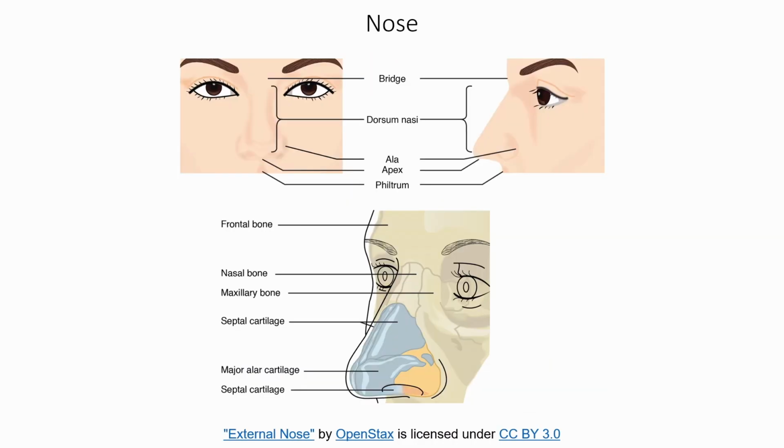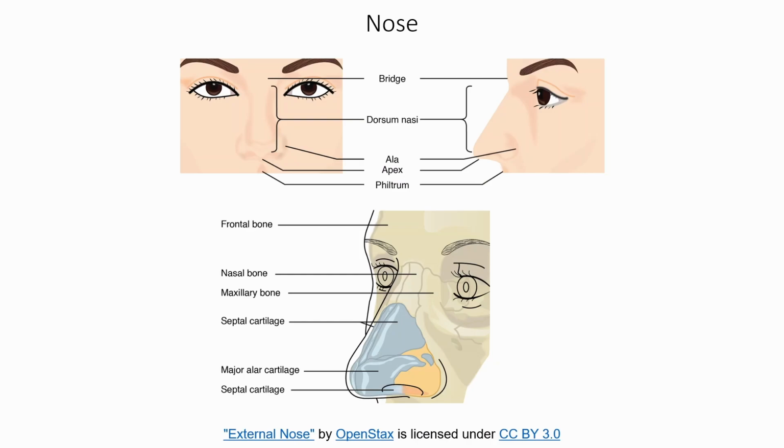If we take a look at the nose, we have the dorsum nasi, which is the bridge of your nose, like what you think of when you think of a nose. The ala, which is the edges of the nostrils, the apex, which is the tip of your nose, and then the philtrum, which is just down below, that area that makes your cupid's bow for your lips. That's the philtrum.